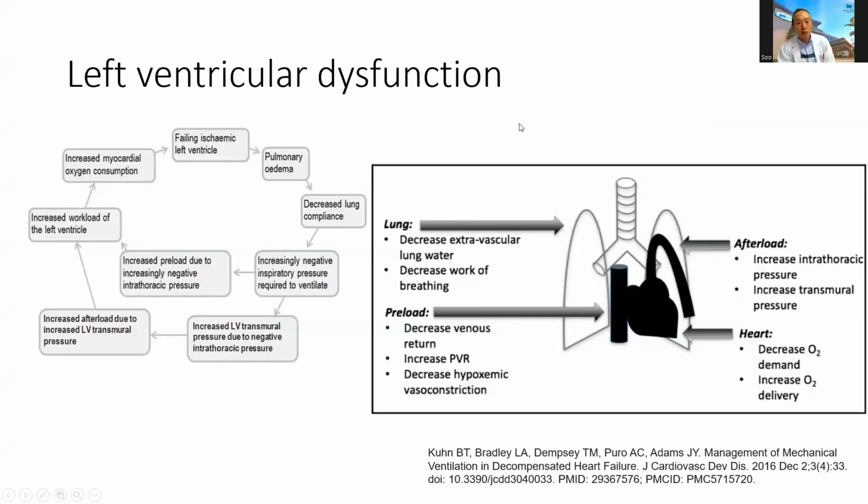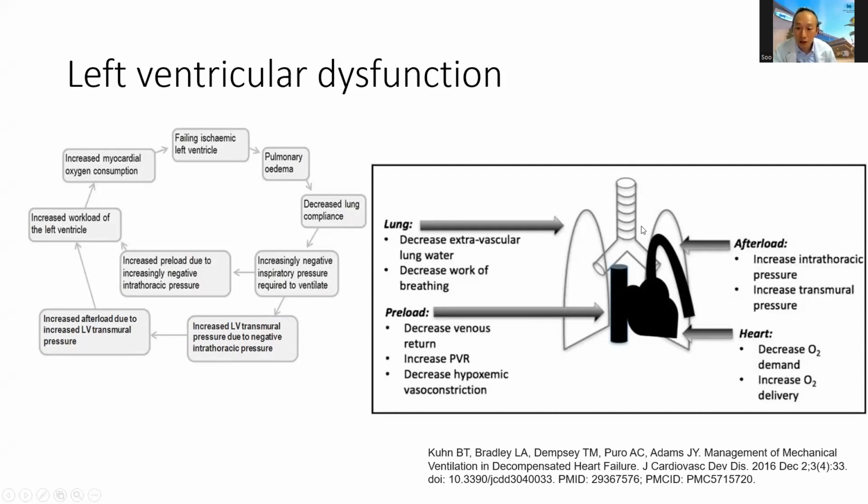The left ventricle is somewhat like the way we were describing earlier, like the VSD patient. The pathophysiology is often that when you have a failing left ventricle, there's a lot of pulmonary edema and poor lung compliance, the transmural pressure increases, and then you have a lot of work of breathing, the LV struggles even more, and it becomes a vicious cycle.